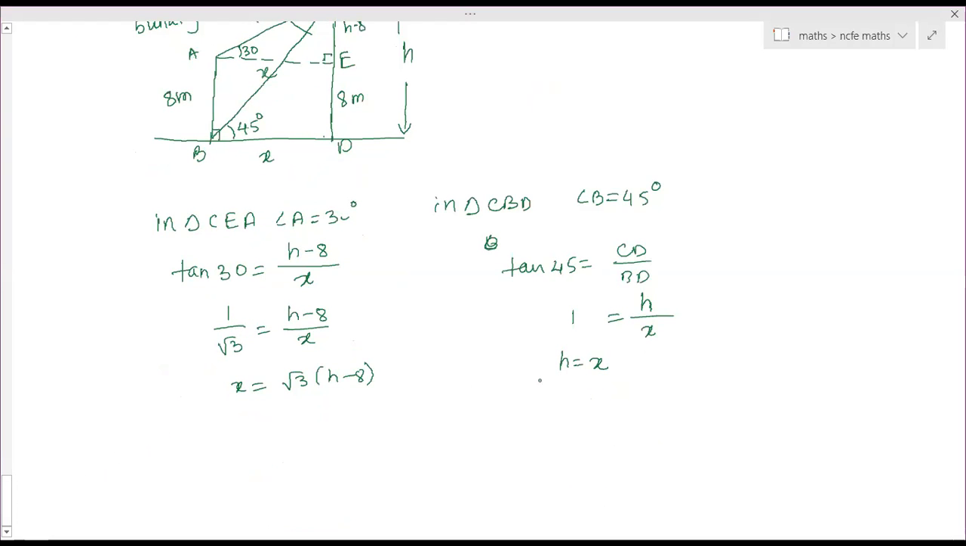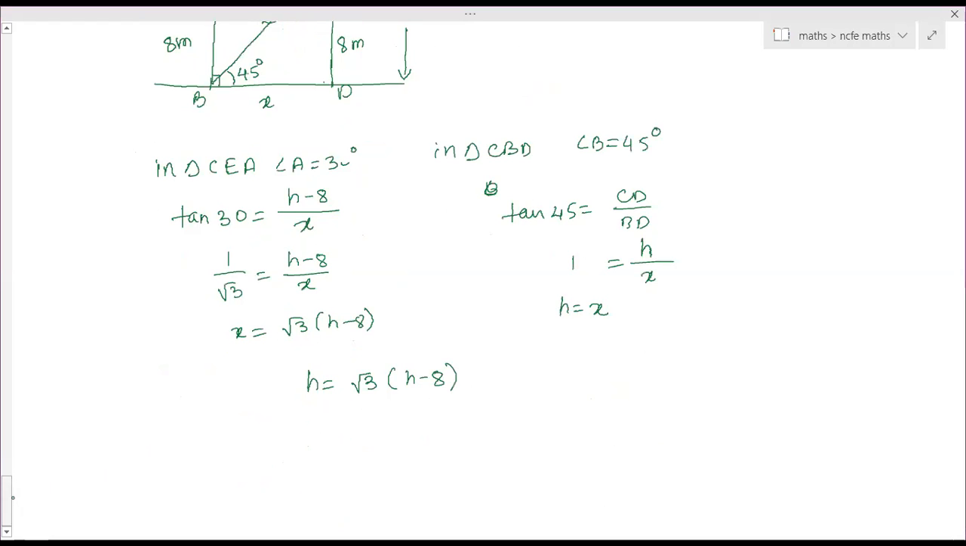So we will find first the value of H. So we will equate the values of X. That is H is equal to root 3 into H minus 8. Is this part clear? Yes, ma'am. Okay, then simplify.